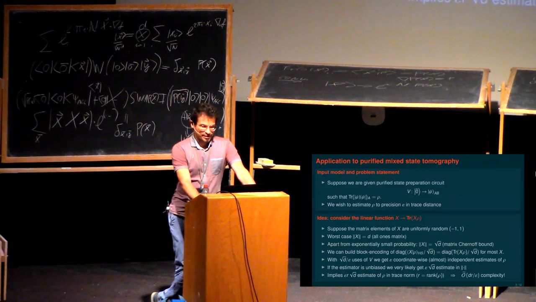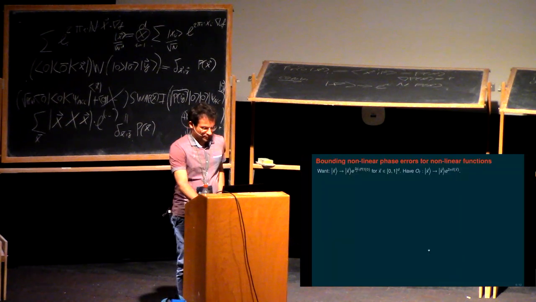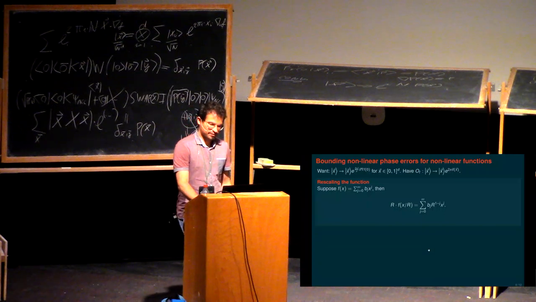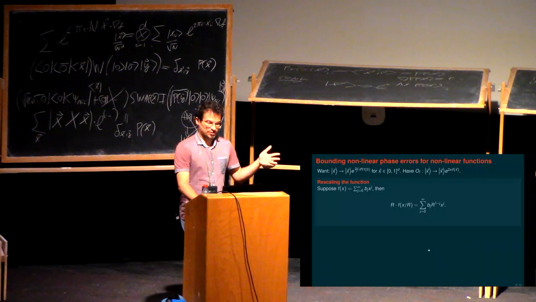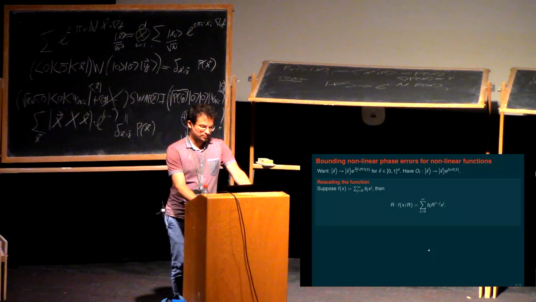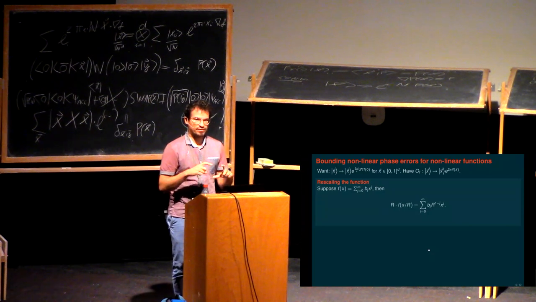Okay, so this was an application to state tomography. I was talking about this: if you have now a nonlinear function, in the early applications I actually constructed a linear function, which was perfectly linear, so I didn't need to worry about nonlinearities at all. In the general case, when I have nonlinear functions, then I somehow need to make sure that they look almost linear in the region where I look at them.